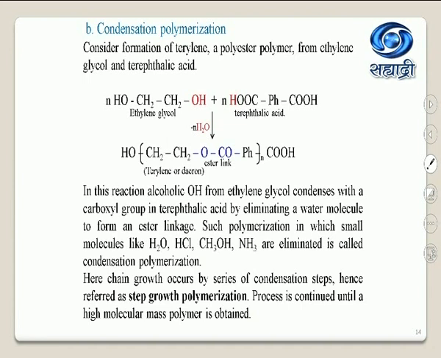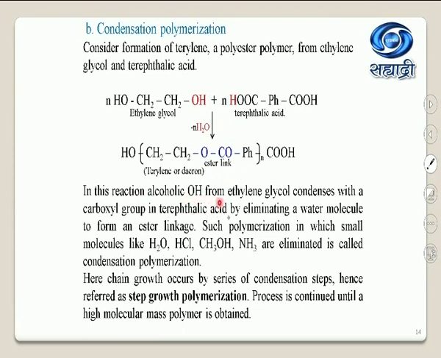Now condensation polymerization. Consider formation of terylene polyester polymer from ethylene glycol and terephthalic acid. So here these are the monomers for formation of terylene, ethylene glycol and terephthalic acid, correct? When the OH group from ethylene glycol combines with hydrogen from terephthalic acid, water is eliminated. So it gives this terylene or Dacron polymer, which contains these ester linkages. So this is a condensation polymerization.